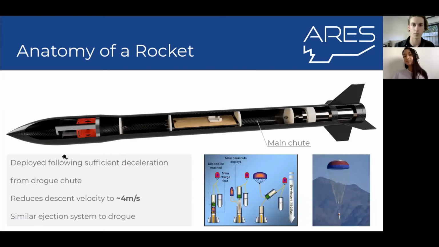Cool. Then we have the main parachute, and it works in a very similar fashion to the drogue parachute that we mentioned, except it's fired after the drogue parachute. So the drogue parachute gets us to a decent descent speed. And once we've slowed right down, then we can apply the main chute to get us to a safe landing speed. And it's very similar to the drogue chute. You just shoot the drogue chute first.